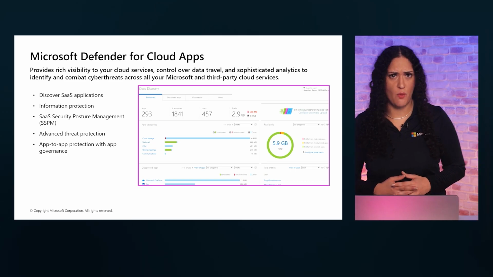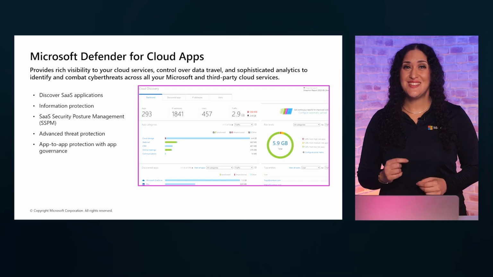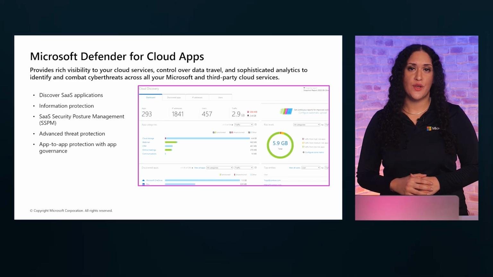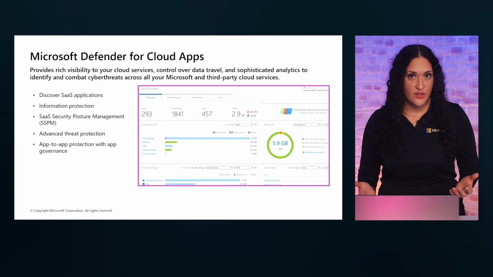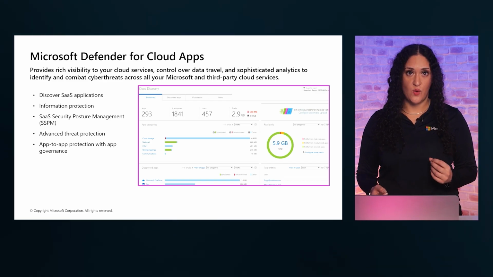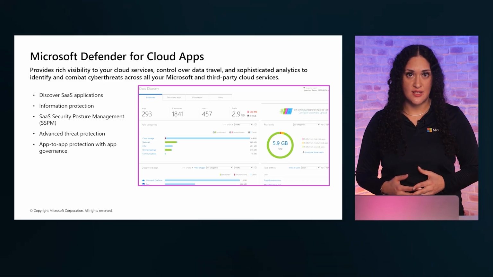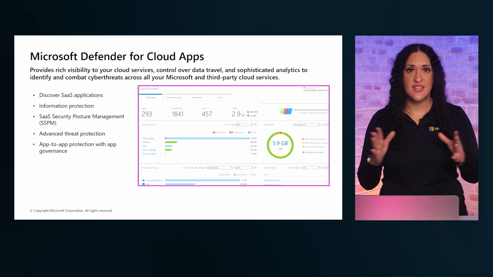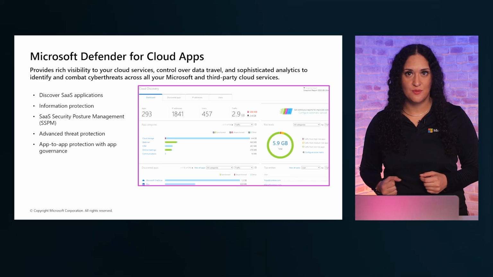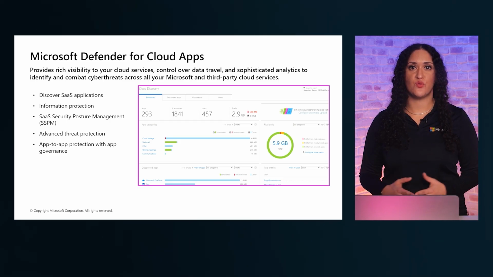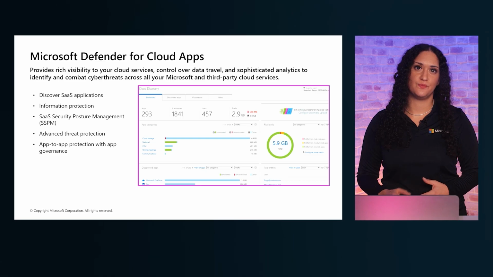Let's think of an example for a moment. An employee uploads sensitive customer data to an unsanctioned cloud storage app while working remotely. Microsoft Defender for Cloud Apps discovers the app through Cloud Discovery, assesses it as high risk, and alerts security teams. Using information protection policies, access to the data is blocked, and this risky activity is contained before data is exfiltrated. Security teams maintain visibility and control across cloud apps from the Microsoft Defender portal.